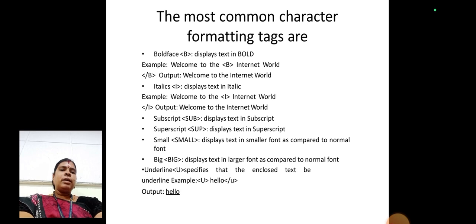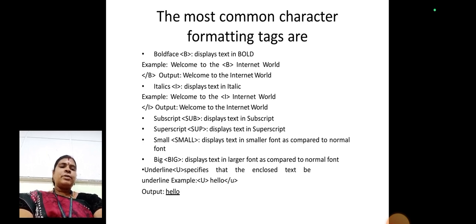Example: welcome to the <b> internet world </b>. Output: welcome to the internet world. The sentence is displayed in bold. Italic: the I tag displays text in italic. Example: welcome to the <i> internet world </i>. The output is displayed in italic.